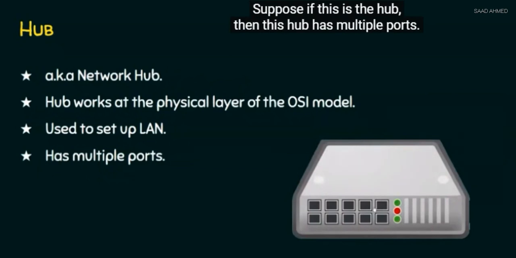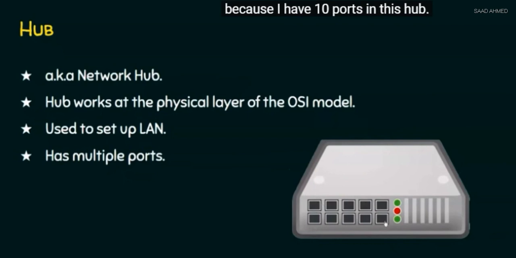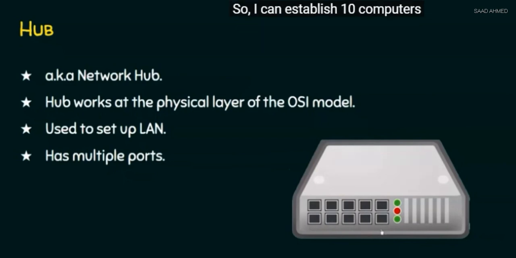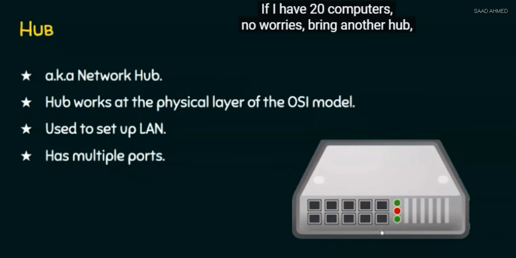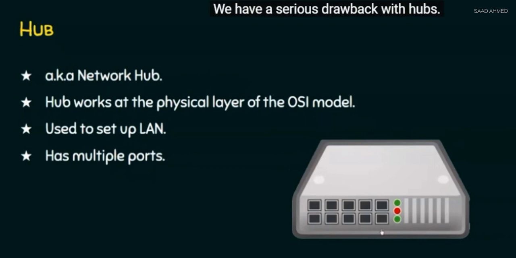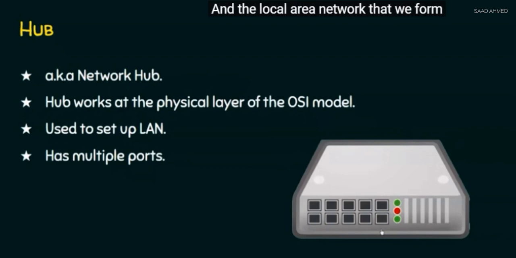Suppose this is the hub, and this hub has multiple ports. If I want to connect 10 computers, I can connect 10 computers through this hub, because I have 10 ports in this hub. 1, 2, 3, 4, 5, 6, 7, 8, 9 and 10. I can establish 10 computers as a local area network through this hub. And if I have 20 computers, I'll bring another hub with 20 ports. So we can extend our network accordingly. But a hub has some disadvantages also, and we'll discuss them.